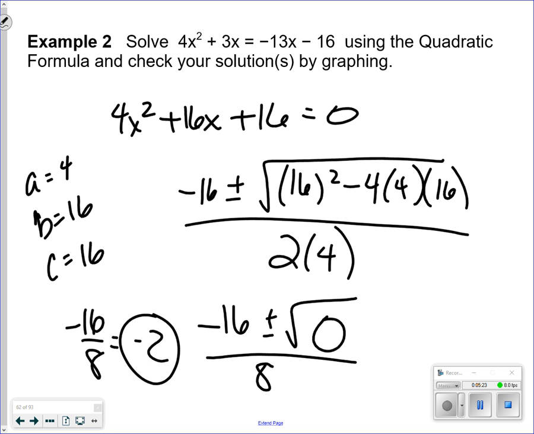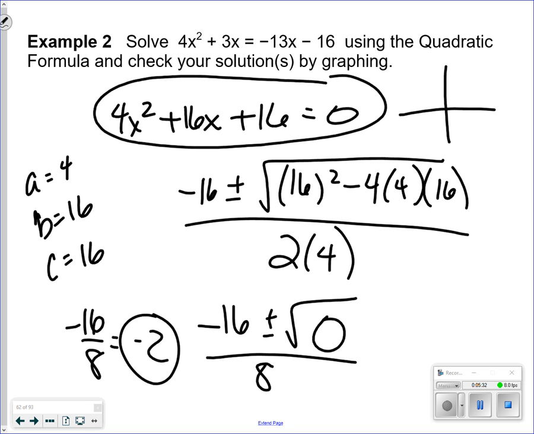Now, thinking about this graphically, you're talking about a situation with a graphing calculator. You could type this into the y equals function, and you would see this particular graph touch the x-axis at negative 2.